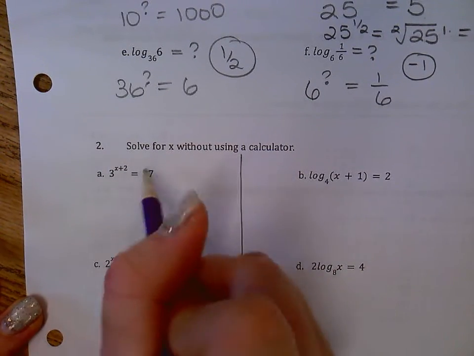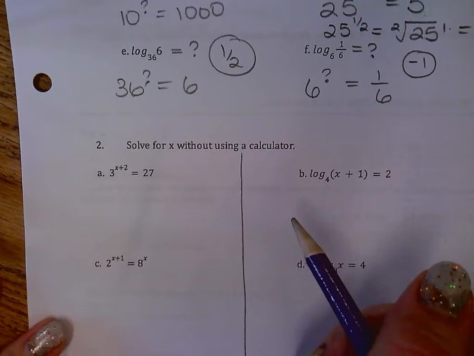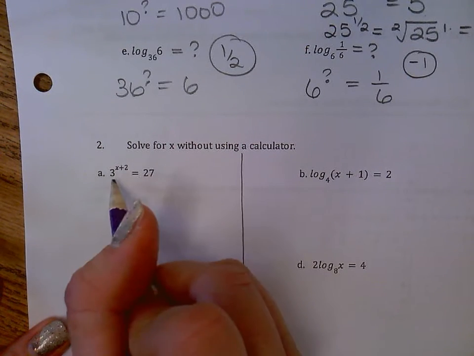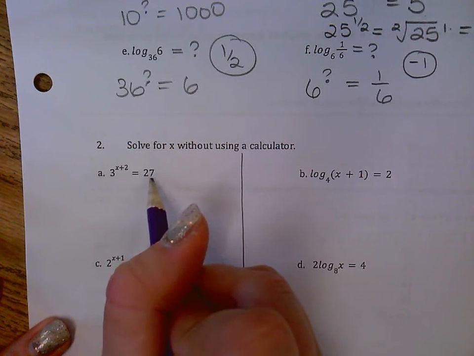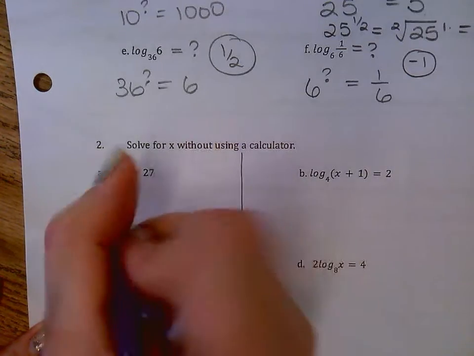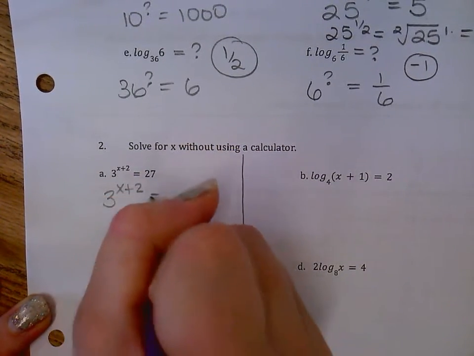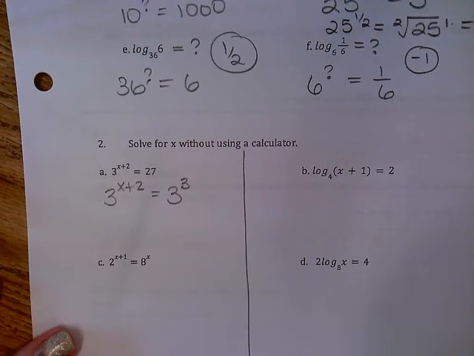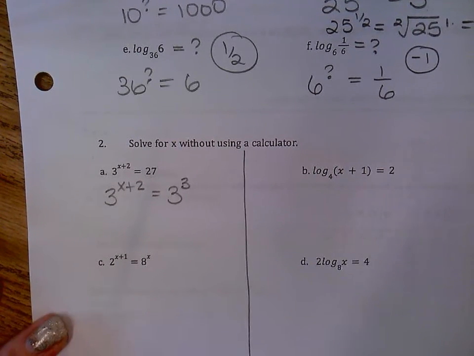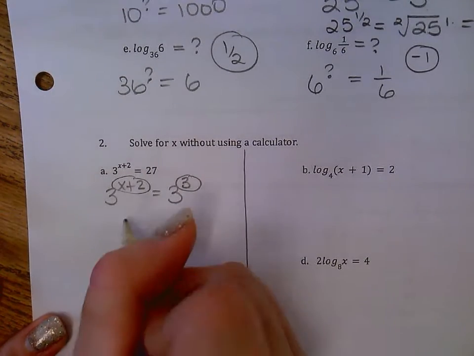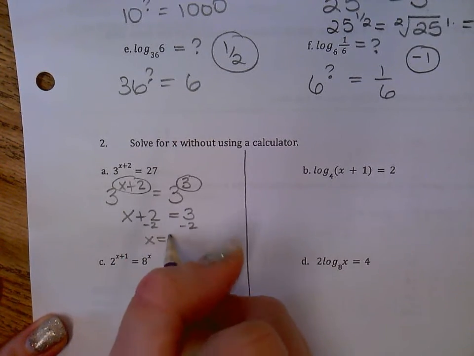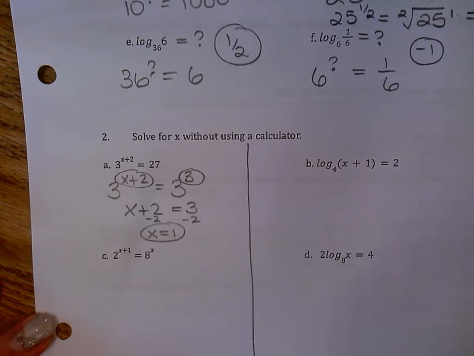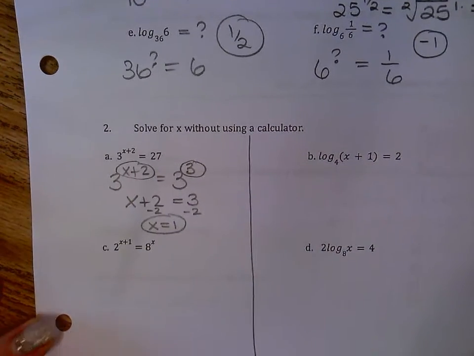Maybe you know in your head that 3 cubed is 27, but 27 is in the power of 3 family. So if you weren't sure that 3 cubed was 27, you could rewrite it with the same base on both sides. So 3 to the x plus 2 equals 3 cubed. So now I can set x plus 2 equal to 3 because of the one-to-one property. So x plus 2 equals 3, so I can subtract 2 to the other side and show that x must be 1 because 3 cubed gives me 27.